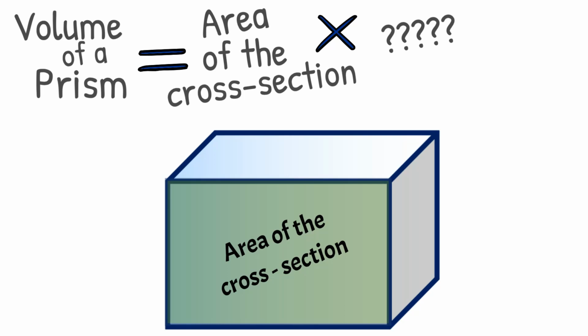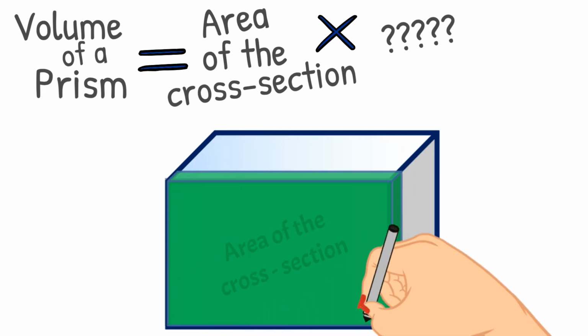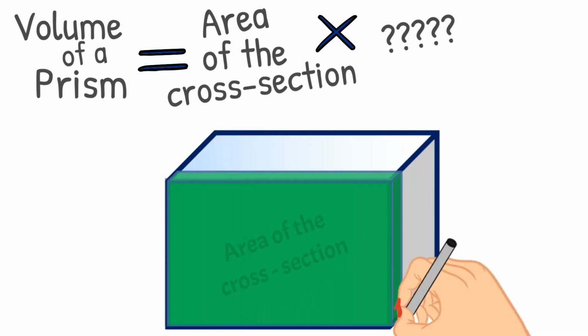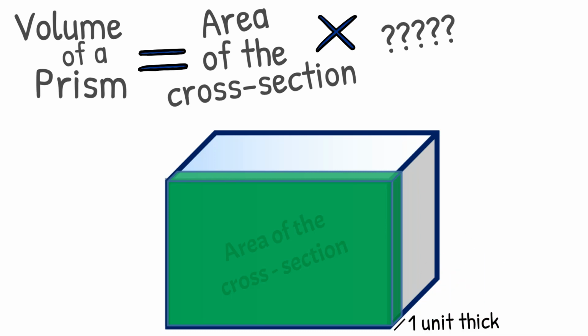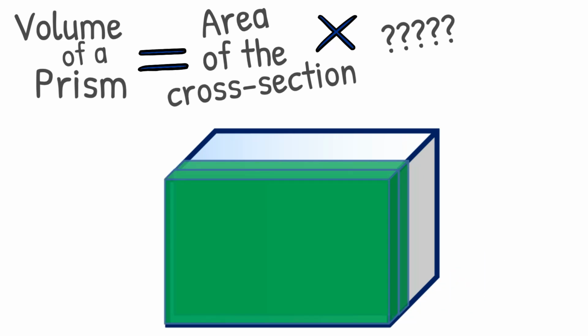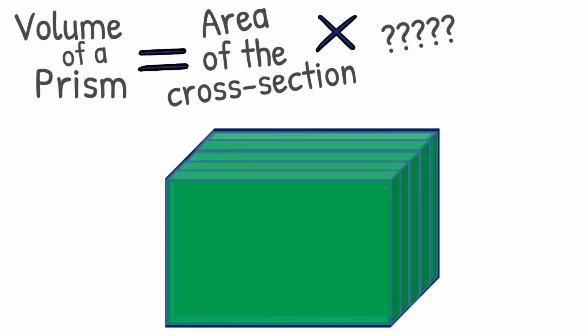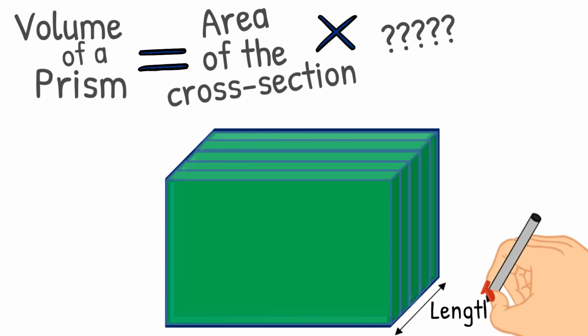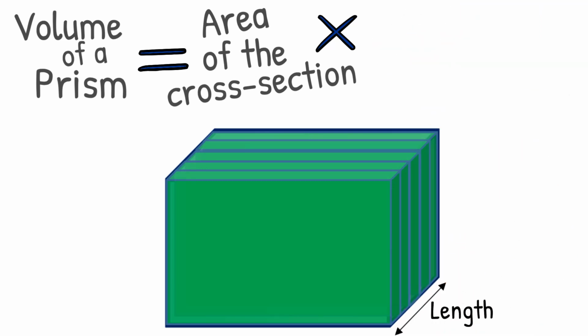Well, let's imagine that the cross-section, considering that it's a 3D shape, has a thickness of 1 unit. Well, how many of those can we fit? A whole length worth, which means the volume of a prism is the area of the cross-section times the length.